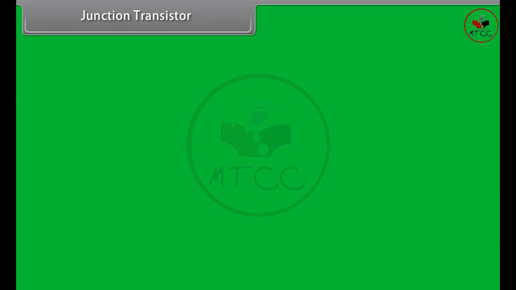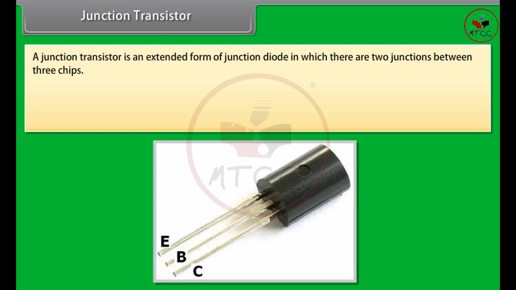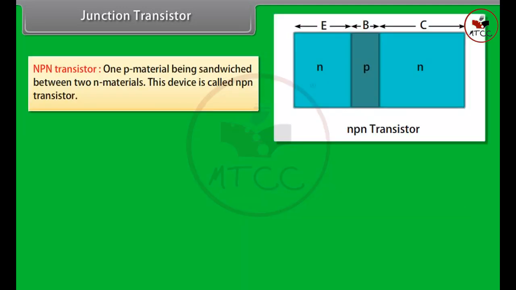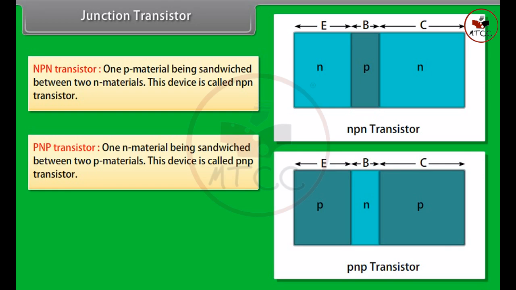Junction transistor. A junction transistor is an extended form of junction diode in which there are two junctions between three chips. There are two kinds of transistors: NPN transistor and PNP transistor. NPN transistor: one P material sandwiched between two N materials. This device is called an NPN transistor. PNP transistor: one N material sandwiched between two P materials. This device is called a PNP transistor.